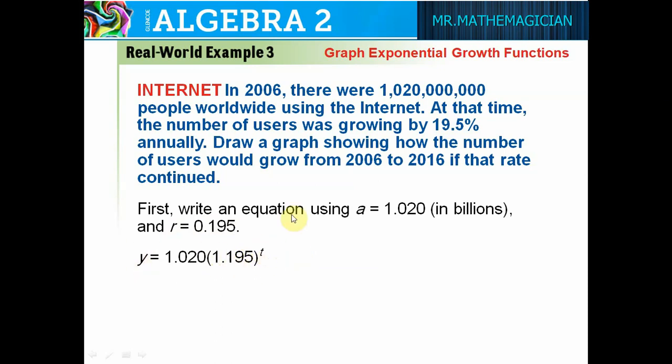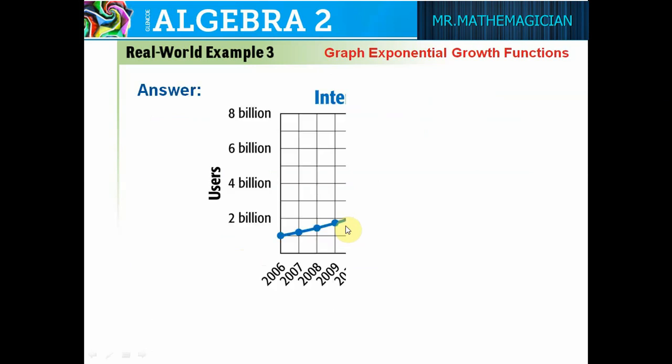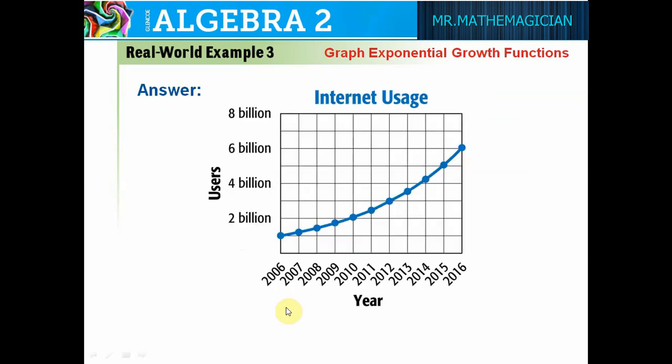Now we have our function, we can easily graph. Then we graph the equation. Our start is 2006, and we move on to 2007, 2008, and so on till we finish at 2016.